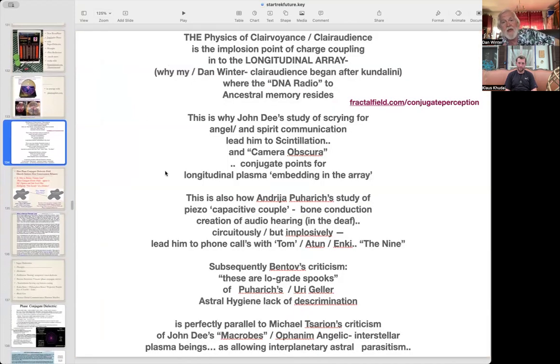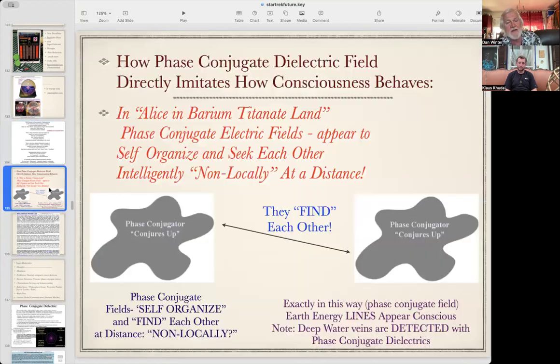So yeah, this is the point here, that the physics of clairvoyance, clairaudience is the implosive point of charge coupling into the longitudinal array. So this is how Andrei Puharich's study of capacitive bone conduction led him to the early clairvoyance. And then there's the discussion here of the astral hygiene. And stay tuned, there's going to be a conversation in a few days with Michael Sarian, who was speaking about John Dee's communication with the angels and asking critically whether or not there was astral hygiene. So more to follow on that conversation.